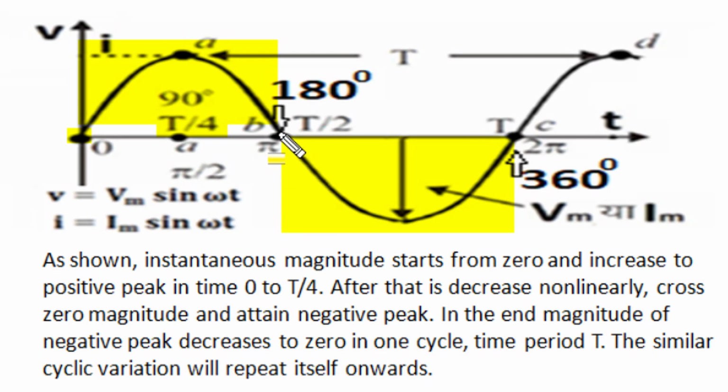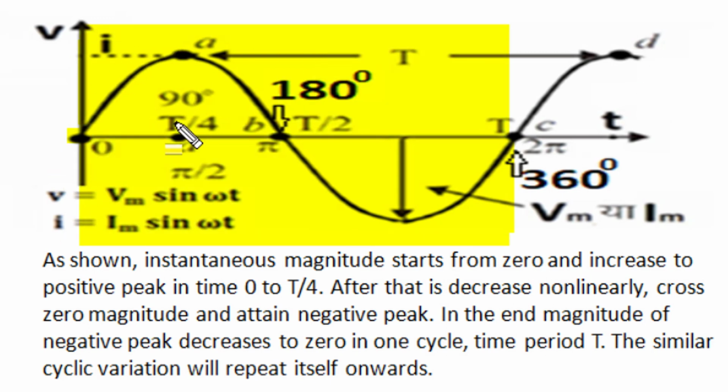First the magnitude increases in the opposite direction, attains negative peak, then it decreases and attains 0 value. When this similar cyclic variation repeats itself, the position of instantaneous magnitude can be represented by notation of time or angle of this standard cycle, in terms of time t or angle in degree or radian.